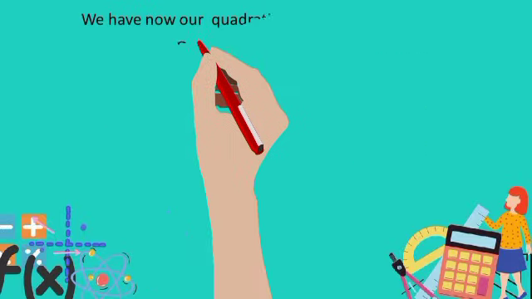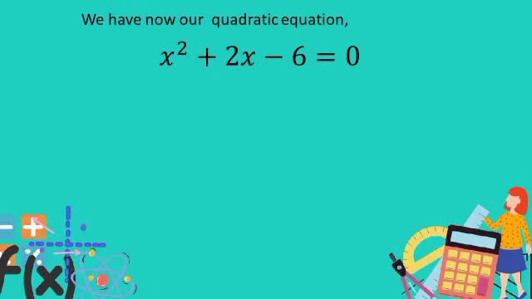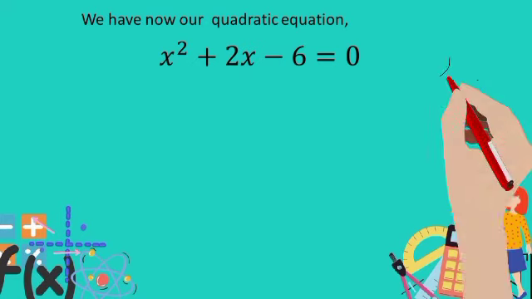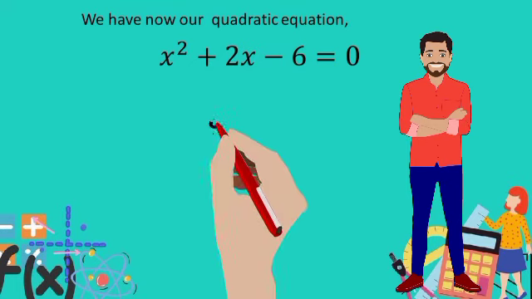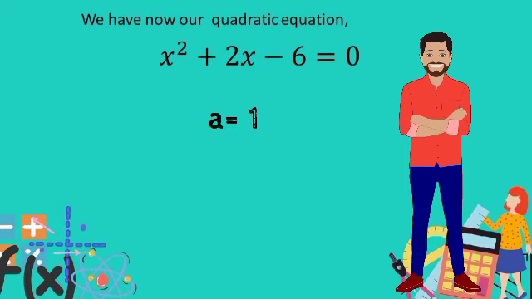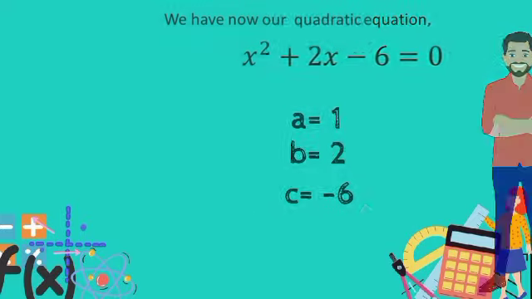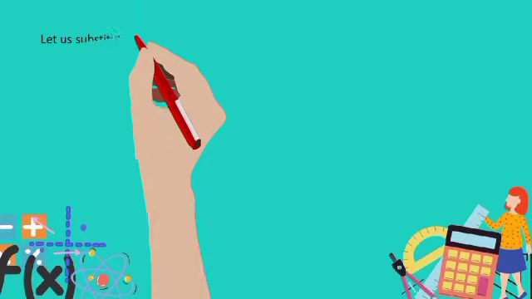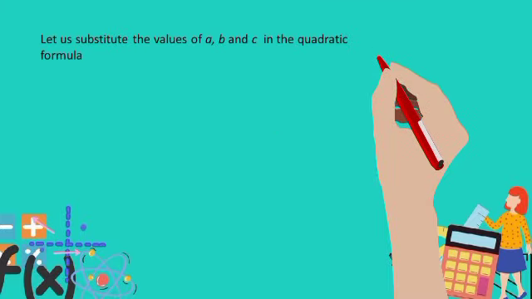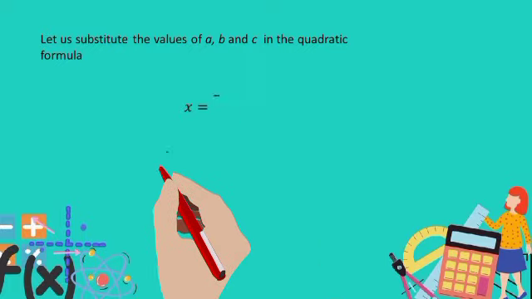And now we have our quadratic equation, which is x squared plus 2x minus 6 equals 0. So let us find our a, which is equal to 1, b equals 2, and c equals negative 6. So we already have the values of a, b, and c. Let us substitute the values of a, b, and c in the quadratic formula.